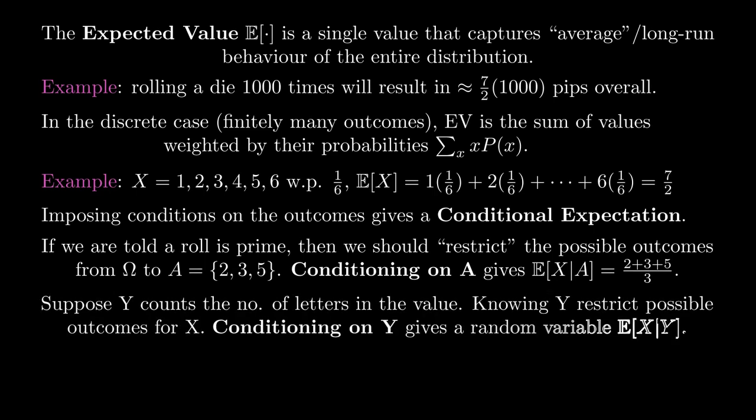Now suppose that we have another random variable Y, which counts the number of letters in the value. Knowing Y restricts possible outcomes for X, so we can also condition on Y to get the random variable expected value of X given Y.